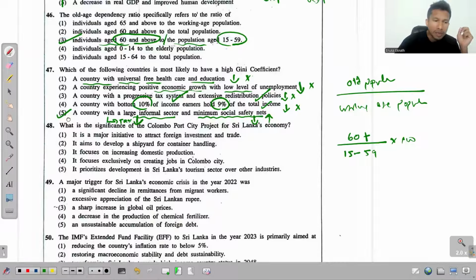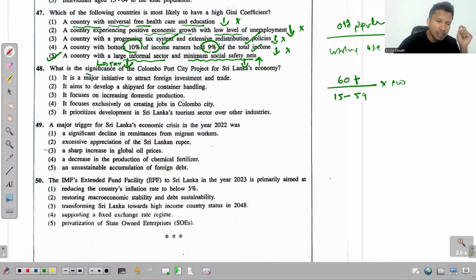Right, now look at this question 48. What is the significance of Colombo Port City project for Sri Lankan economy? When there are answers like these five, they become common sense. See, the first one says it is a major initiative to attract foreign investment and trade. 100% true. But just compare this with the other options.